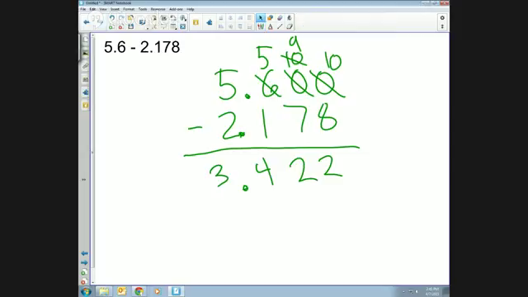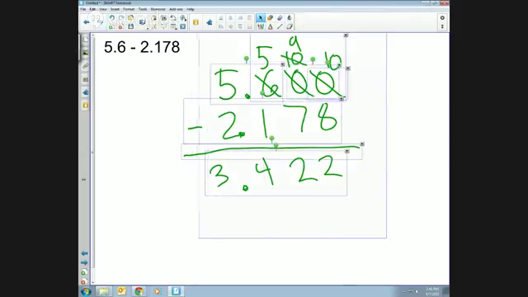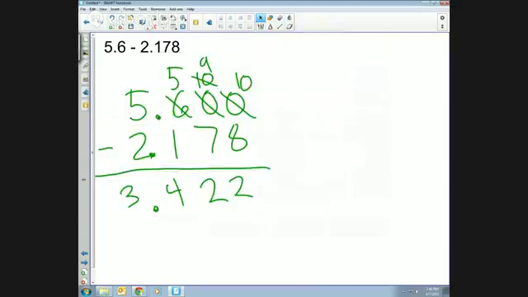So a lot of the times when I'm modeling this to them, I'll say, am I done? And they'll say, no, Mr. B, you didn't remember the most important step. And I said, well, what's the most important step? And they say, I have to check it. So I just tell them to take the bottom 2 numbers and just set it up as a reverse problem. So this is subtraction, so it needs to be addition. So it would be 2.178.